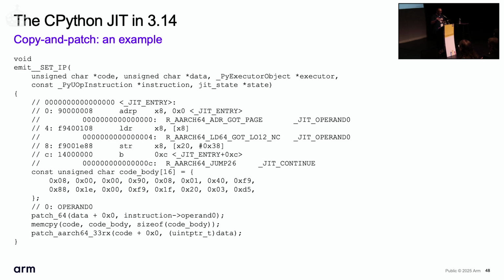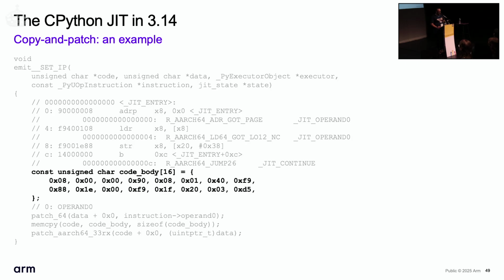And this is the C function that defines how the machine code for setIP is emitted at runtime. It lives in the CPython JIT backend, and it sits next to hundreds of other emit functions, one for every micro-op implemented. The code body array that you see here is the binary representation of the assembly instructions that we saw earlier. Yes, it's the same arm64 sequence that performs setIP.